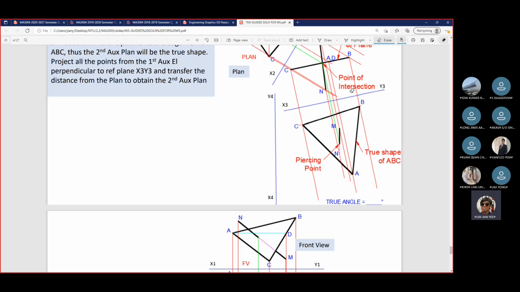You don't want to reflect too many times. So once you make it true already, don't touch it. Because if you touch the true and reflect it again, it'll become a perspective length. It won't be true length anymore. Okay, so now you got the true shape of ABC.